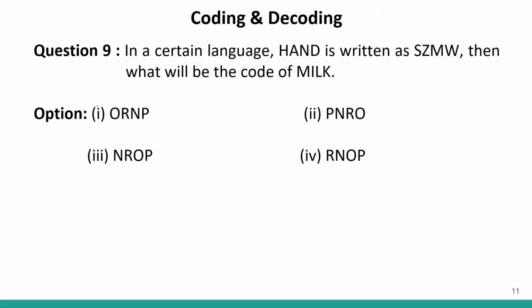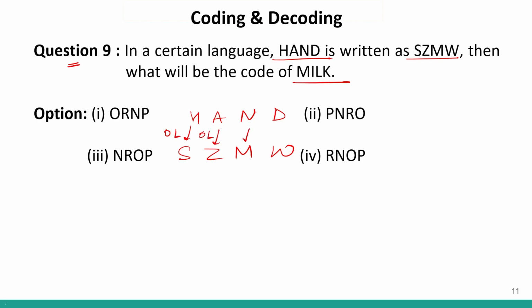Okay. Moving on to question number 9. In a certain code language, hand is written as this. We have to find the code for milk. So hand is basically written as SZMW. If you remember opposite letters, H and S are opposite letters, A and Z are opposite letters, N and M are opposite letters, and D and W are opposite letters.